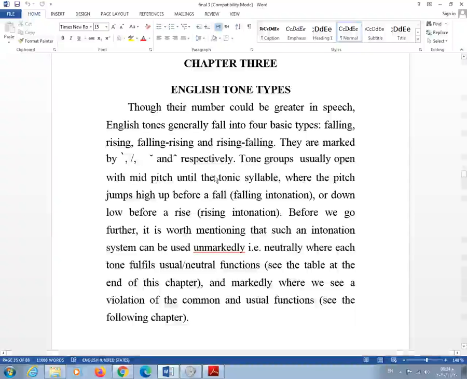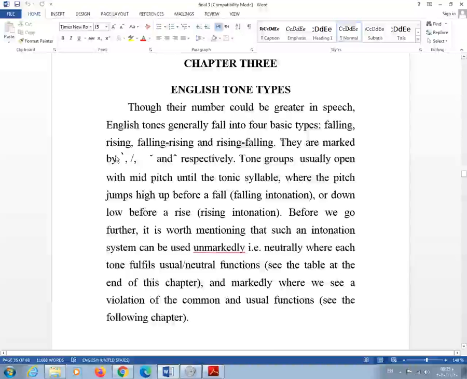And what are the English tones? Actually, it's a very difficult question. We cannot know all the different tones and melodies English speakers use worldwide. However, we can say that they fall into four basic types. Number one, falling. Number two, rising. Number three, falling-rising. And number four, rising-falling. So we have two simple tones, falling and rising, and two compound tones, falling-rising and rising-falling.